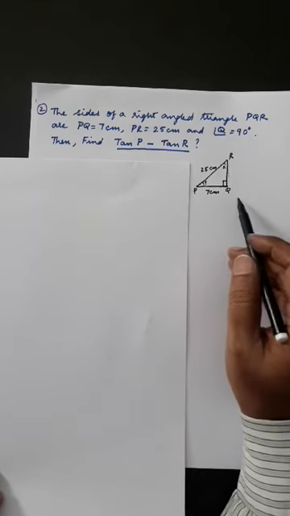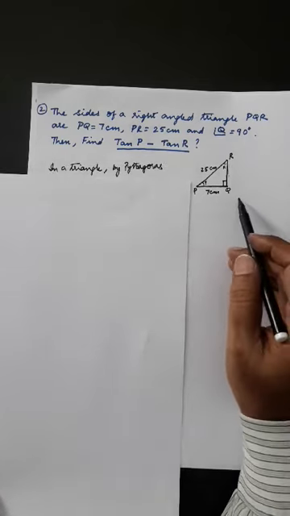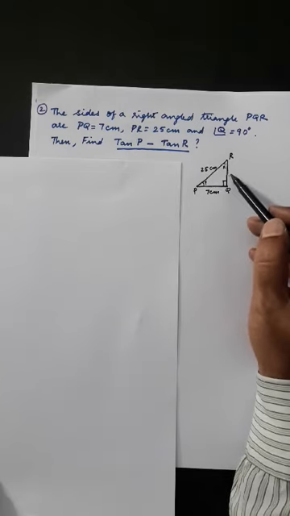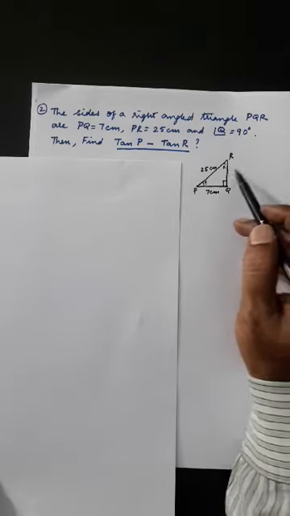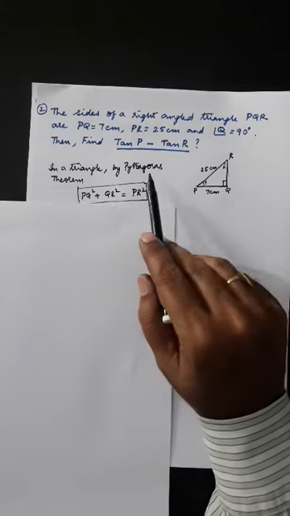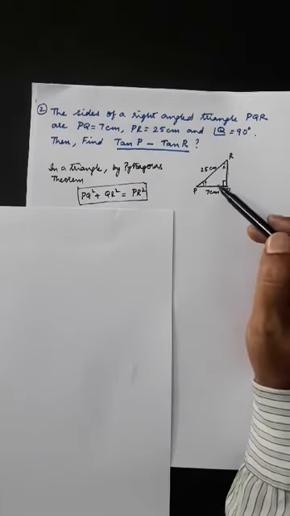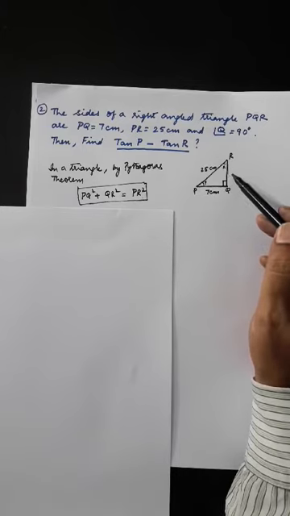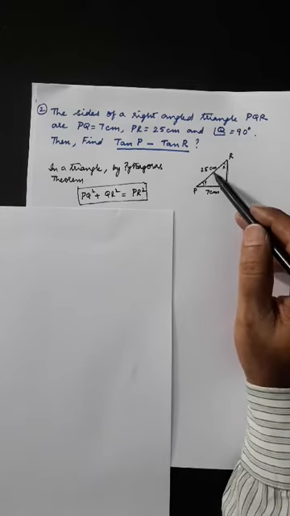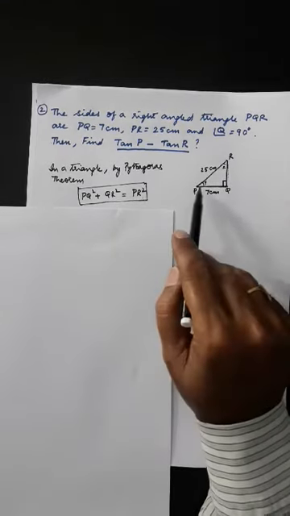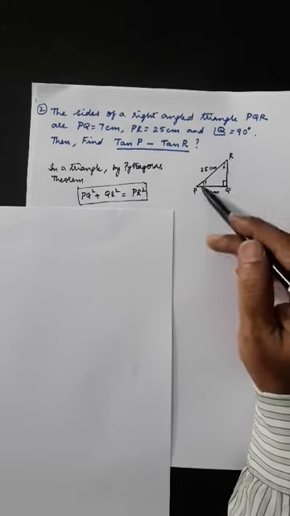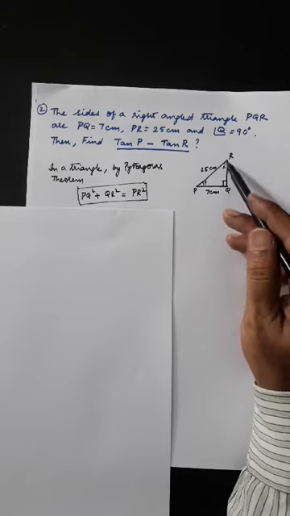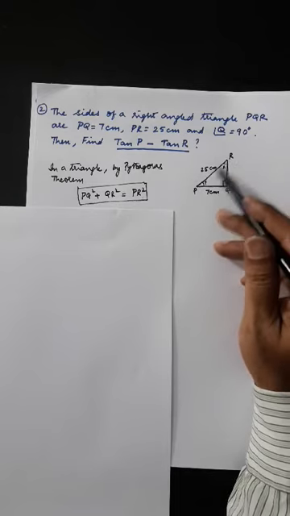Okay. So here we don't have the other side actually. We have only two side values. So we need to find the value of the other side in a right angle triangle by Pythagoras theorem. So what does the Pythagoras theorem say? The adjacent side square plus opposite side square is equal to hypotenuse side square. So PQ square plus QR square is equal to PR square. So this side square plus this square is equal to the longer one, the hypotenuse square.